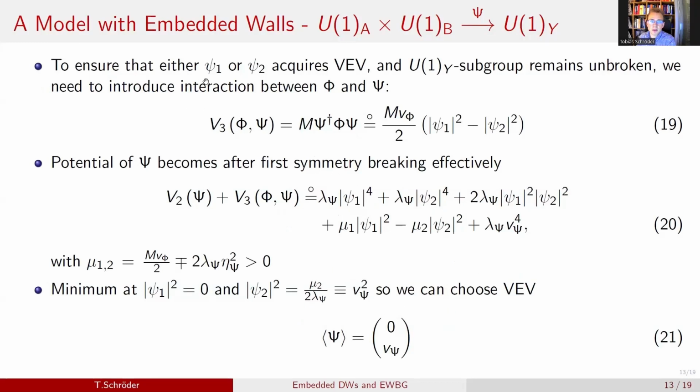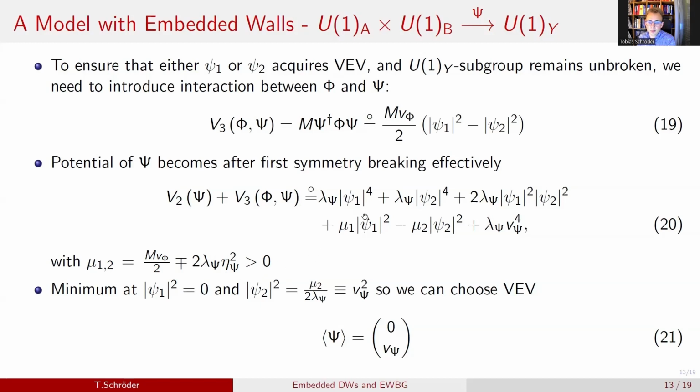To ensure that either psi1 or psi2 acquires a vacuum expectation value and the U1Y subgroup remains unbroken, we need to introduce an additional interaction between the Higgs field phi and the Higgs field psi. An expression as given in equation 19 will do. Due to this, the potential of the Higgs field psi becomes, after the first symmetry breaking, effectively of the form given in equation 20. Here we introduced μ1 and μ2 and will assume that the parameters are chosen in such a way that μ1 and μ2 are larger than 0.